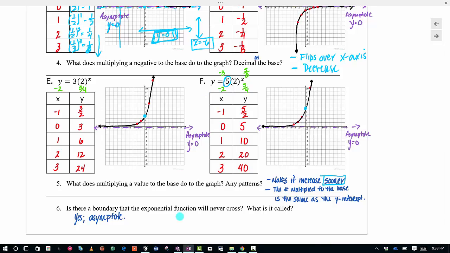Okay, and again, is there a boundary that the exponential function will never cross? Yes, the asymptote, and that's the boundary where it gets really, really close to, but will never cross. It's called the asymptote.